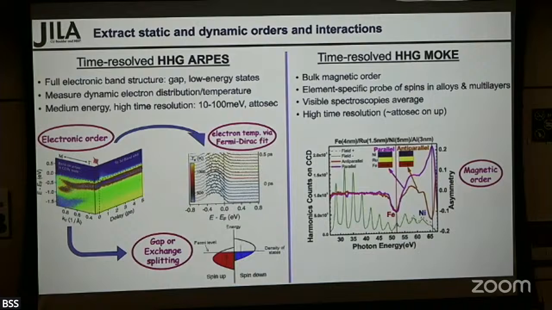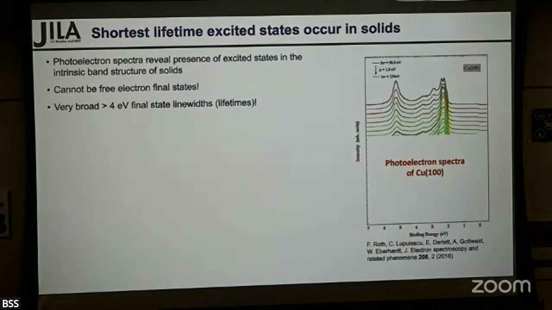Now, I will forget about that for a moment because I'll do that better. Okay, so how do we measure attosecond lifetimes?